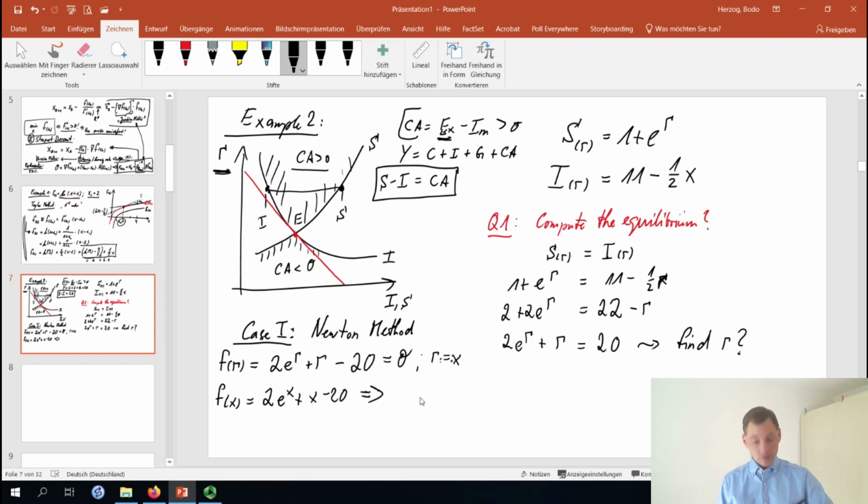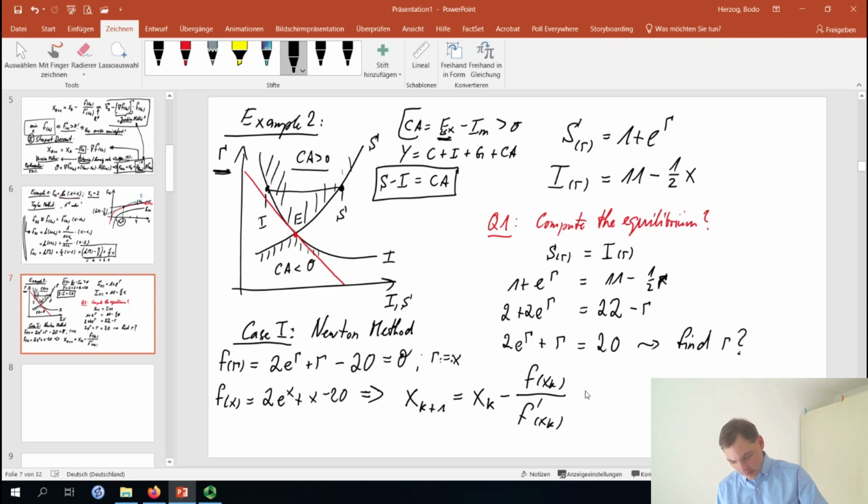Do you remember Newton's formula? We want to find x at k plus 1, which is x at point k, minus the function of xk over the derivative of the function of xk. Well, that is xk. What is the function? The function is 2 e to the xk plus xk minus 20. That's just the function f of x.